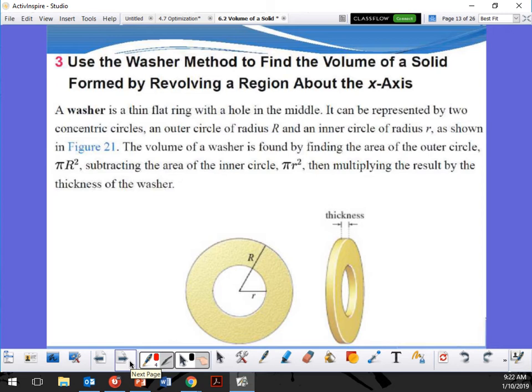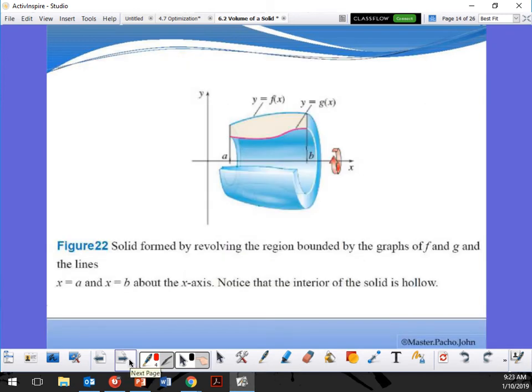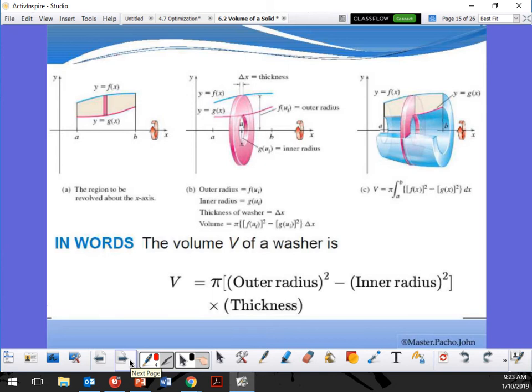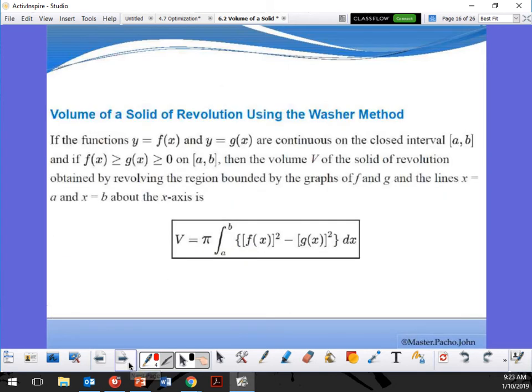Washer method. To find the volume of a solid formed by revolving a region around the x-axis. So with the washer here, it is basically the outside minus the inside, right? Okay, good. Outside minus the inside. Again, outside minus the inside, because I have two different radii. There is my donut over there. Okay, and here's my function again. So I have my outside area minus my inside area.